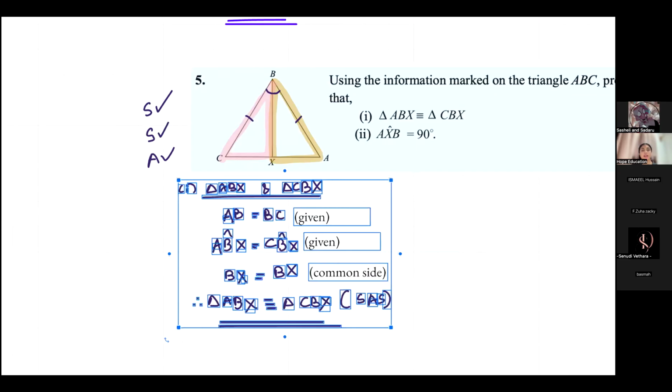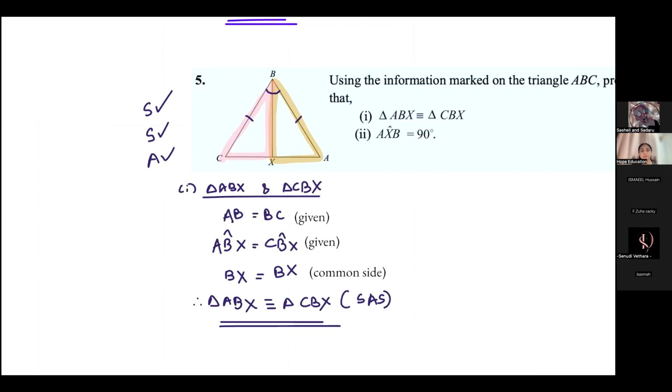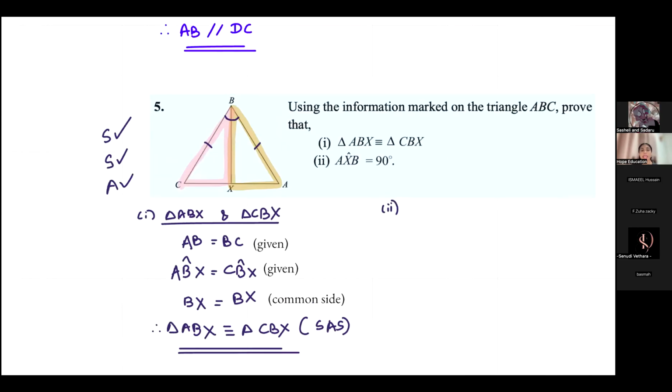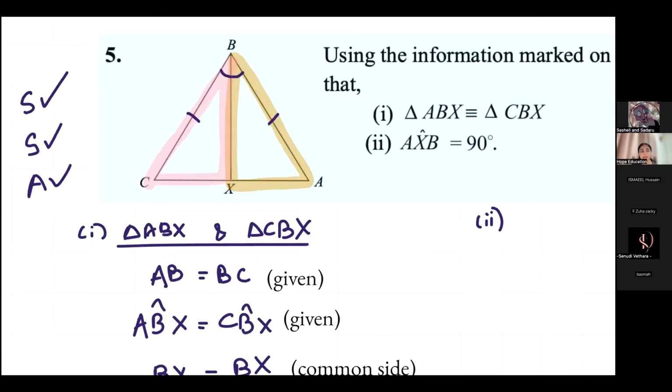All right. Let's go to Roman number 2. We have to show that AXB is 90 degrees. This one is AXB. I have to show that this angle is 90.